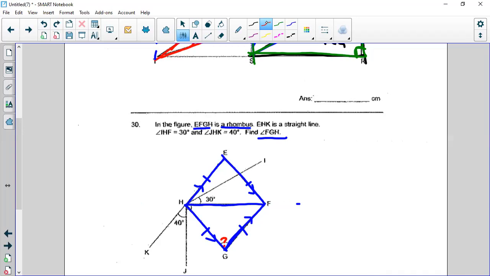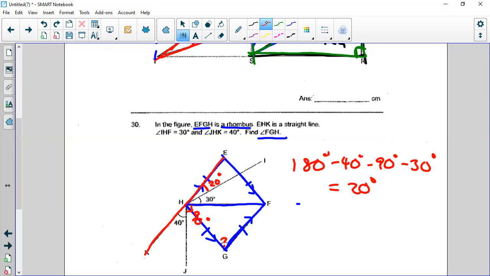Look for other angles. Can you see there's a right angle here? So that is 90, right? Okay, so can I find this angle here? So how do you find that? You take angle on the straight line, which is here. Angle on the straight line, 180, and you minus 40, minus 90, and you minus 30. And I think you get how many? You get 20, right? And whatever numbers you have found, you have to put it inside. Okay, 20 degrees. Okay, got it?